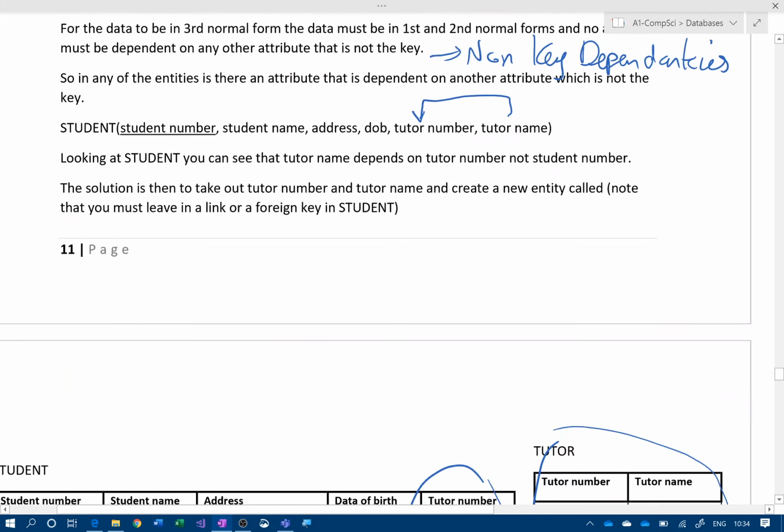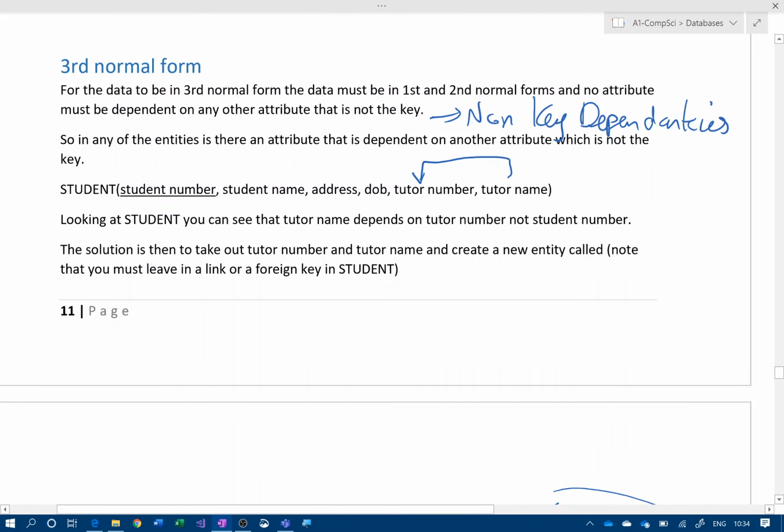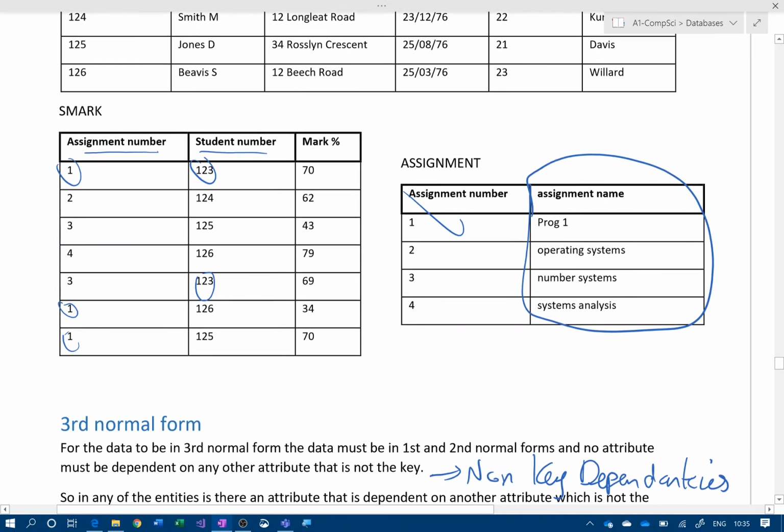Right, so the next bit is third normal form. Now this is non-key dependencies. So third must be in first and second normal form, and no attribute must be dependent upon any other attribute that is not the key. So what we're looking for is an attribute that is dependent upon another attribute that isn't the primary key.